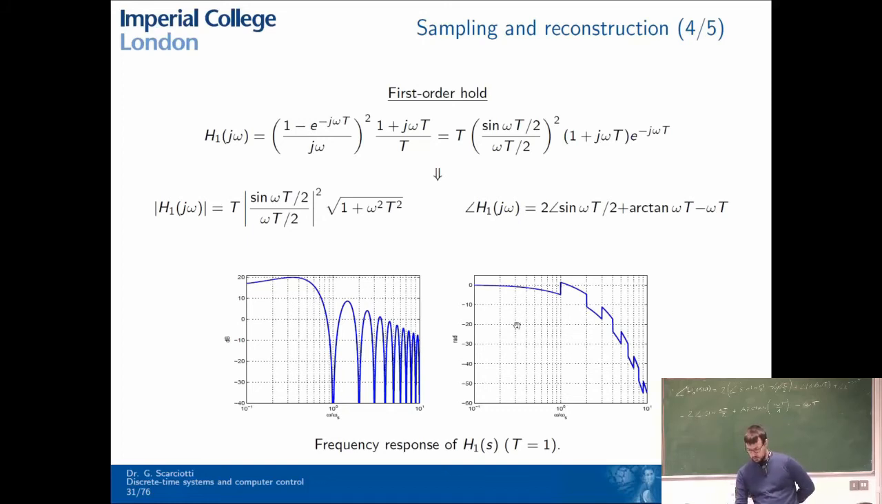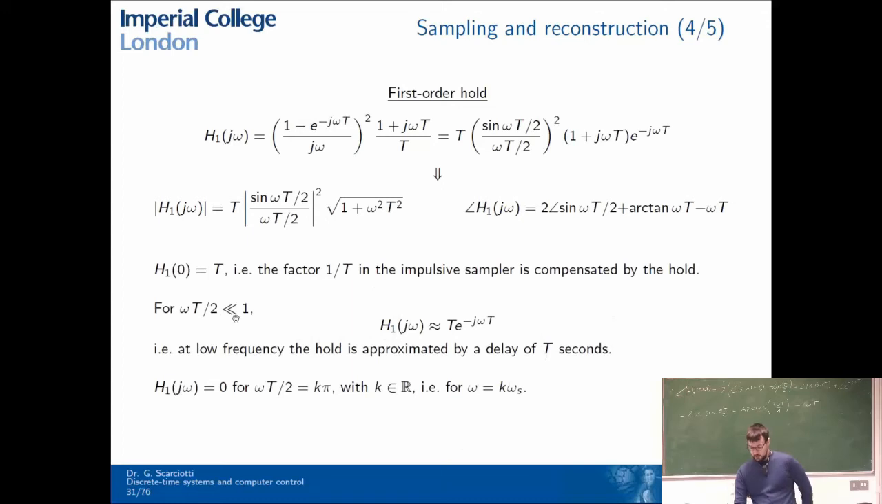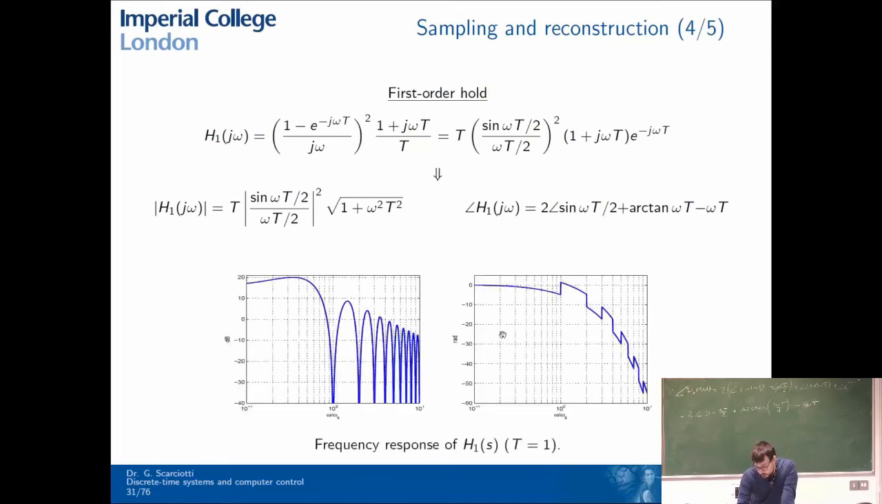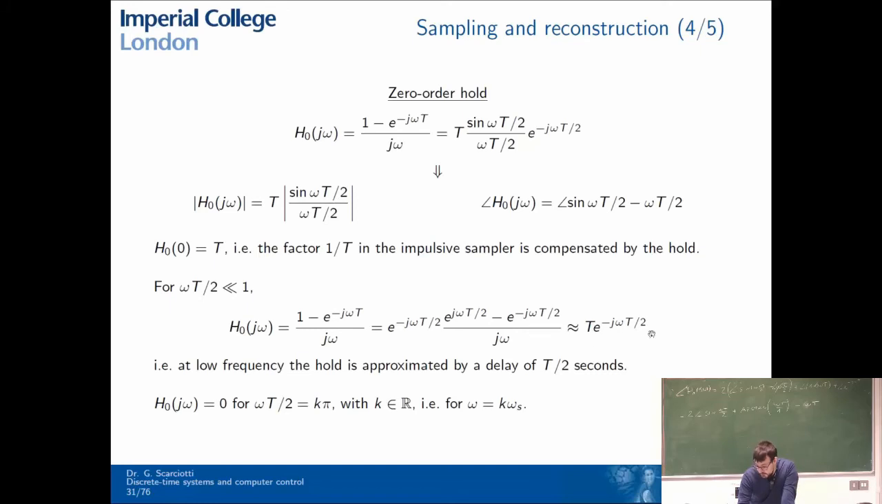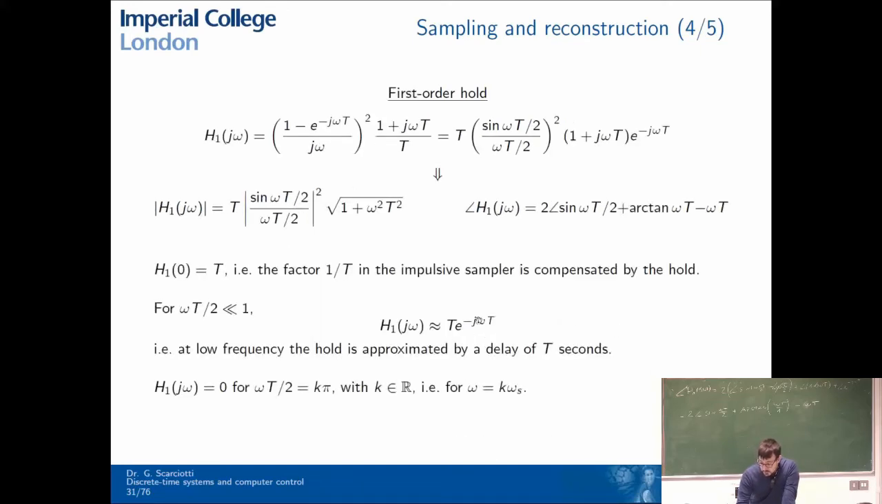So let's now study what happens for low values of the argument. For low values of omega capital T divided by 2, if we do the same approximation that we did before of this function, we get capital T times e to the power minus j omega capital T. The difference with before is that the argument is j omega capital T instead of j omega T divided by 2. So you see here that we have capital T divided by 2. This means that now the delay is actually a delay of T seconds.